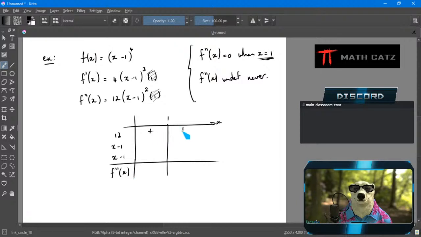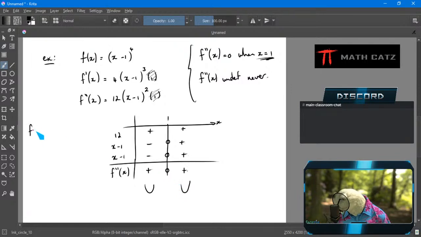12 is always positive. X minus 1 is 0 when x is 1, and goes from negative to positive, making the second derivative 0. Same for the other factor, they are copies. Now I have two negatives and no negatives, so I'm bending up and I'm bending up. This diagram is just for me to remind myself of the bend. It doesn't mean it's a full turn, and in fact, it isn't.